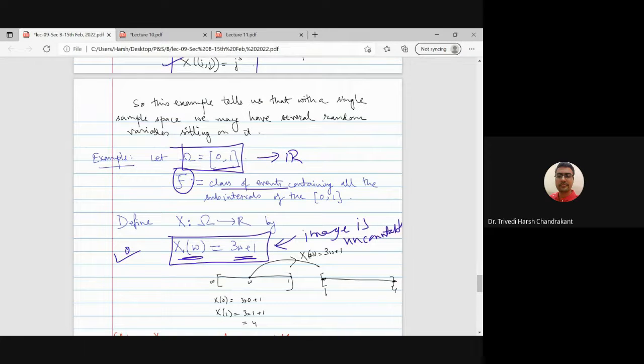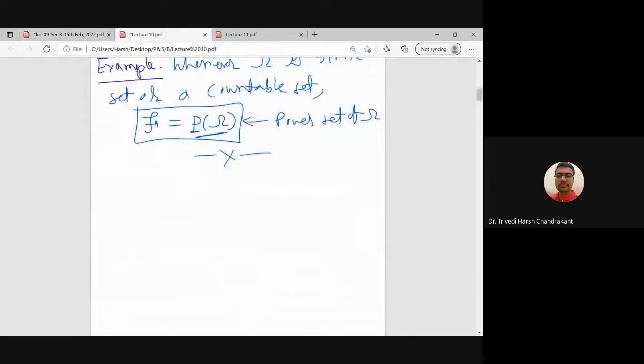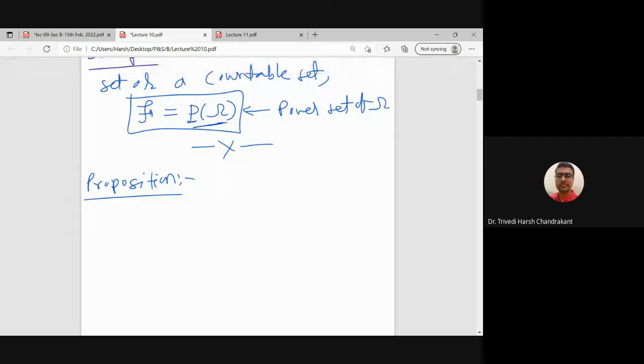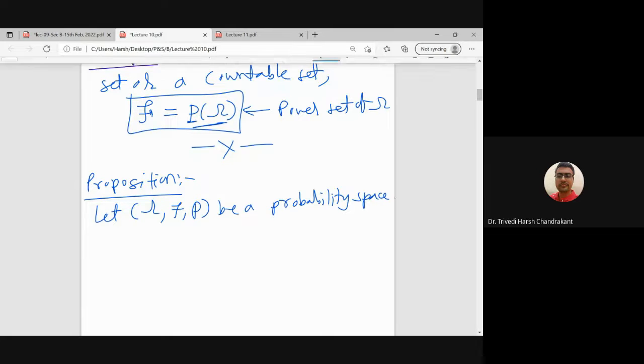Depending on the range of the random variable, we can study its properties. But first of all, let us note down certain properties of the random variable. So let omega, F, P be a probability space, and let X be a random variable. Then we have the following.